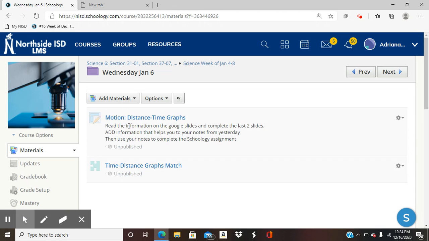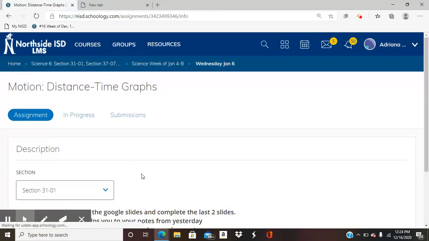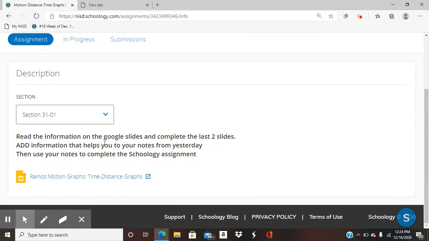Today we'll be talking about motion, distance-time graphs, and time-distance graph match on Schoology. And this is going to be for a grade. So you click on this and it says read the information on the Google slide and complete the last two slides. Add information that helps you to your notes from yesterday. Then use your notes to complete the Schoology assignment.